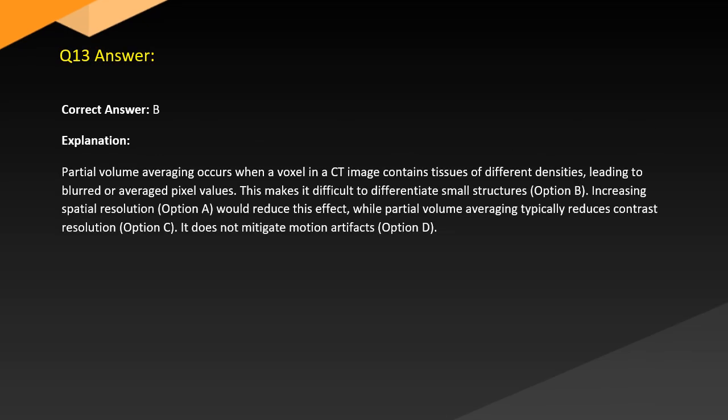Answer. Correct answer: B. Explanation. Partial volume averaging occurs when a voxel in a slice contains tissues of different densities, leading to blurred or averaged pixel values. This makes it difficult to differentiate small structures. Option B. Increasing spatial resolution, option A, would reduce this effect, while partial volume averaging typically reduces contrast resolution, option C. It does not mitigate motion artifacts, option D.